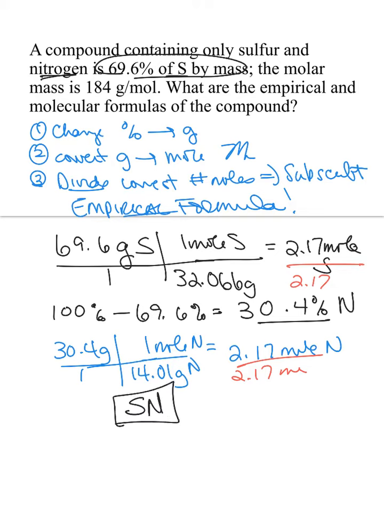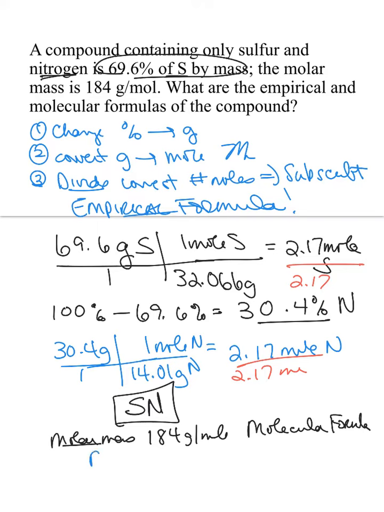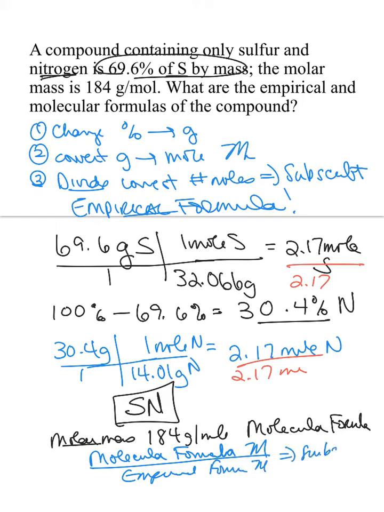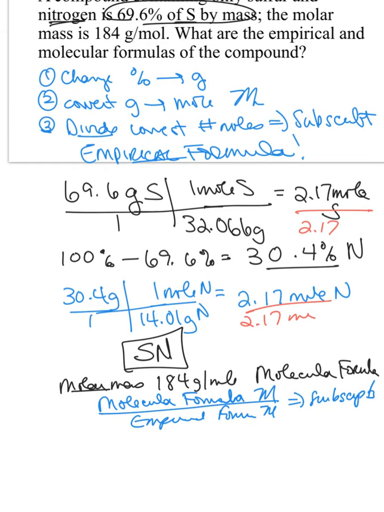SN, sulfur nitrogen. Now, you're given a molar mass of 184 grams per mole. So that is your molecular formula's molar mass. So what you want to do is take your molecular formula molar mass and divide by your empirical formula molar mass. And that's going to give you your subscripts. Or it's actually going to give you a factor to multiply by your subscript.